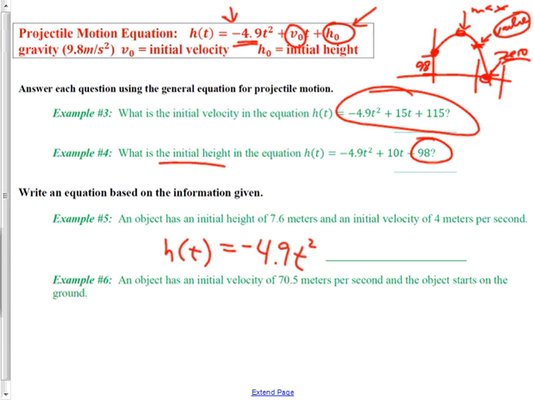Okay, so what's the initial height? 98, we had that one already. So that's initial height here of 7.6. So where do I put that? At the end of my equation. So I haven't done my velocity part yet. At the end of my equation, it's 7.6. And the velocity of 4, that just means plus 4. And what do I need? What's missing? T. Good.